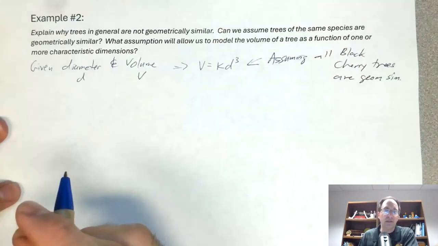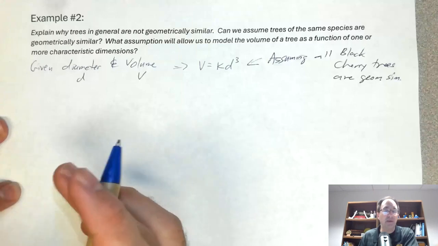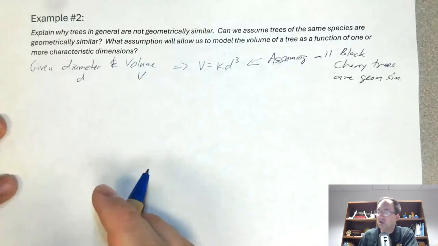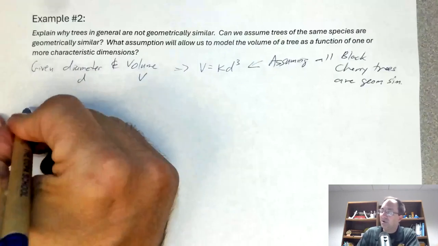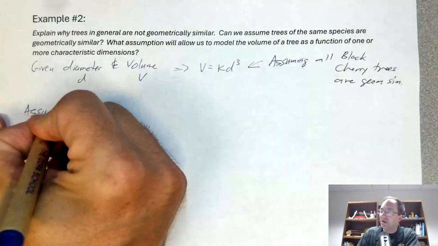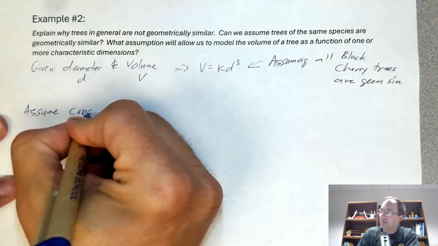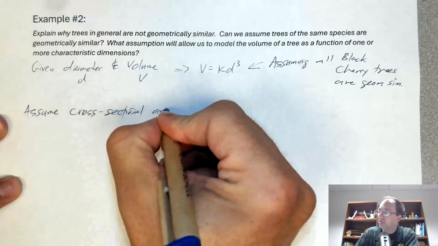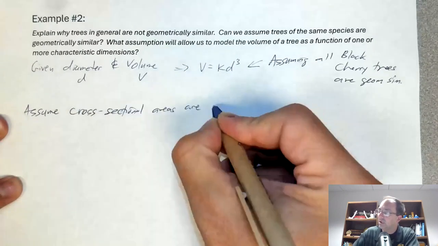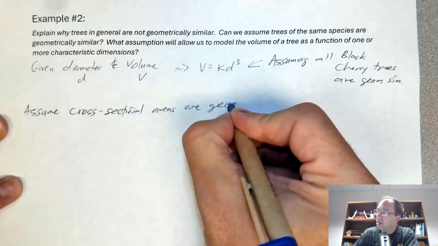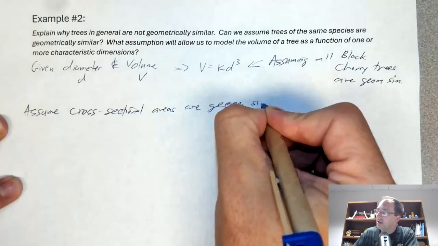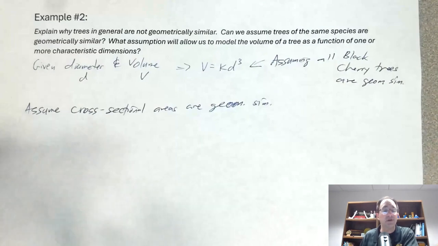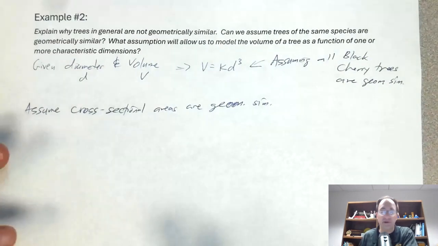But as you might expect, if you had two trees that were the same height, that doesn't guarantee that they're going to be the same diameter, for example. But what if we assume the cross-sectional areas are geometrically similar? So what this means is that we're basically still assuming maybe trees are like cylinders rather than spheres.